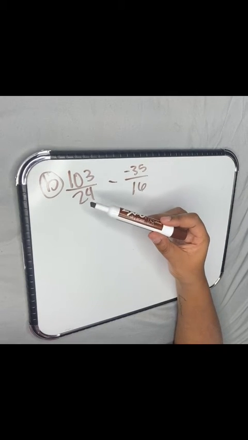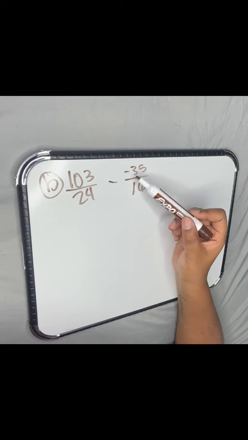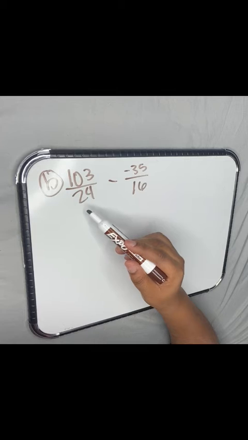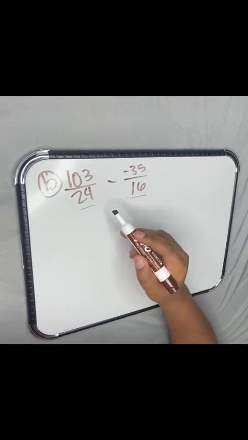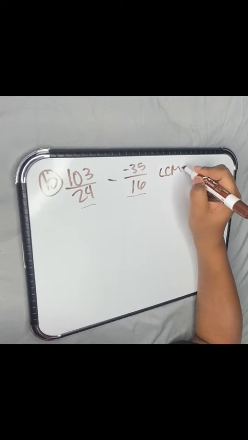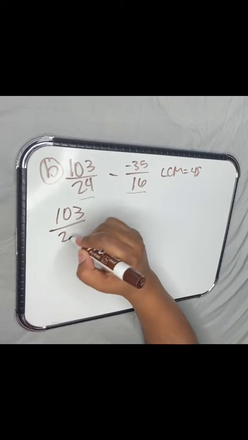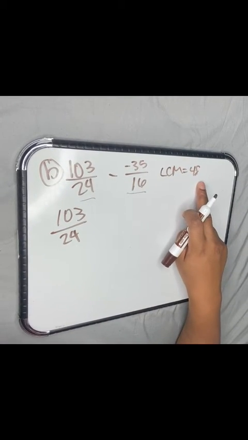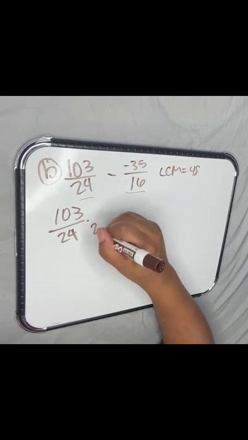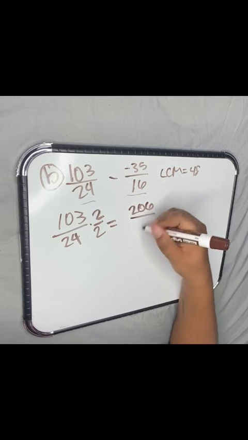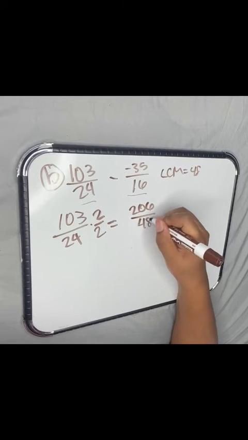So even though this may seem like a big number and there is a negative in here, that is not the first thing we need to worry about. The first thing we need to worry about is finding a common denominator. So the least common multiple between the two will give us 48. So we need to figure out how to get 24 to 48. So multiply by 2, that will give us 48 at the denominator and 206 at the numerator.